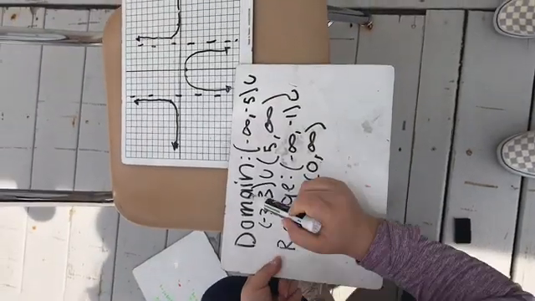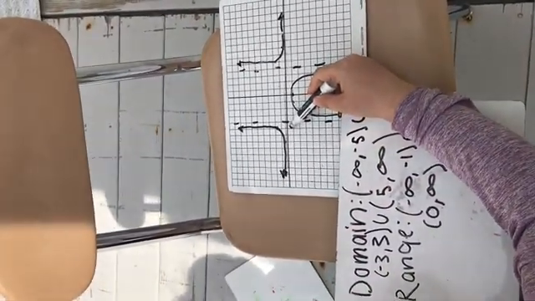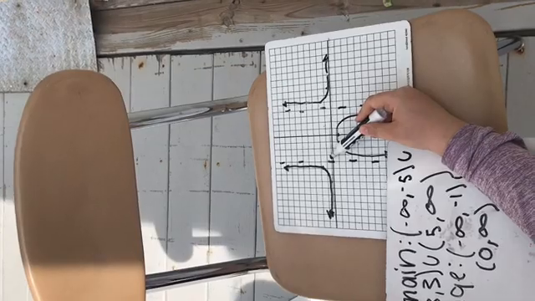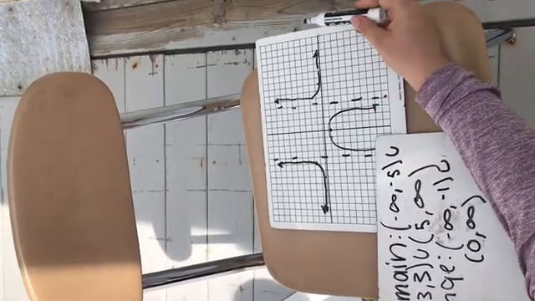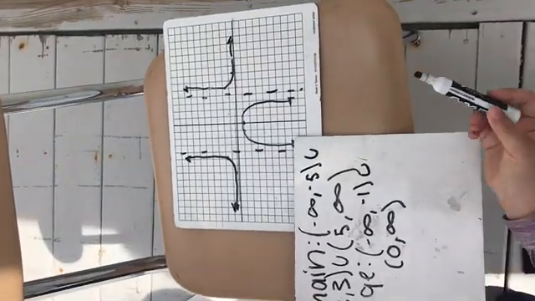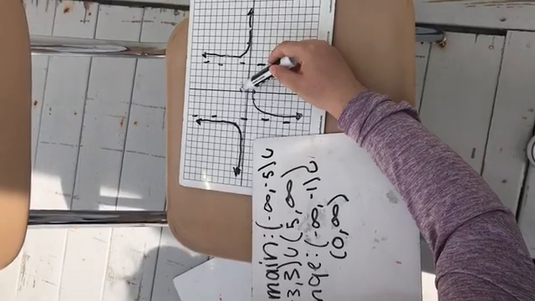Okay, so our domain is going to be negative infinity to negative 5, which is over here, and then it's going to start again over at negative 3 to positive 3, and then from 5 to infinity. And then our range is going to come from negative infinity up to negative 1, and then from 0 to infinity.